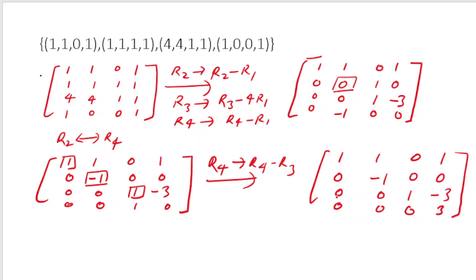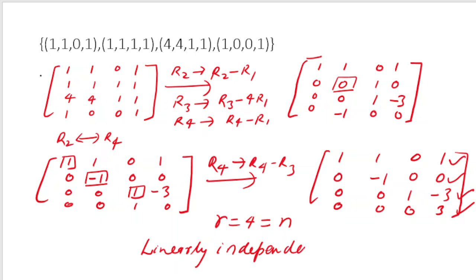So did you notice that I reduced it to the echelon form, and the number of non-zero rows is 1, 2, 3, 4. So the rank of this matrix is 4, which is equal to the number of rows n, that is also 4. So it means that these vectors are also linearly independent, and when they are linearly independent, you won't be able to write any of the vectors as a combination of the other vectors.